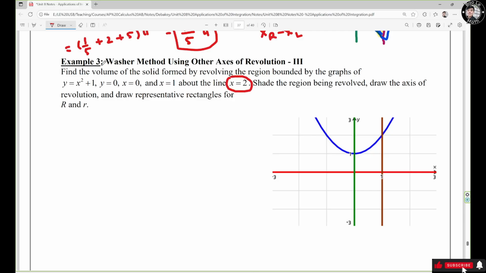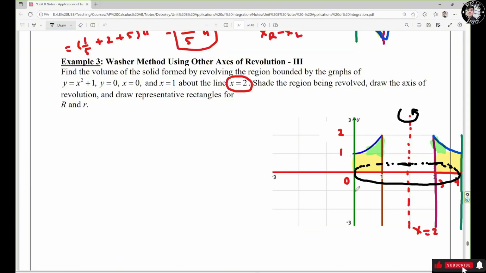Alright, so this one is similar to the first example, right? In the first example, we revolved about the line s equals -1. Now we need to revolve this one about s equals 2, so it could be right here. Alright, so you're going to sketch the solid. It's going to be something like this.